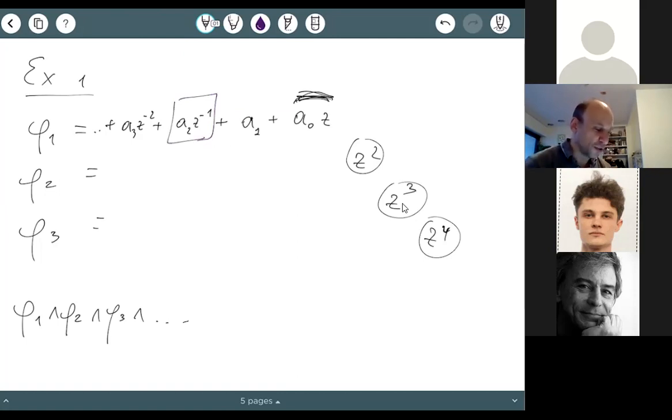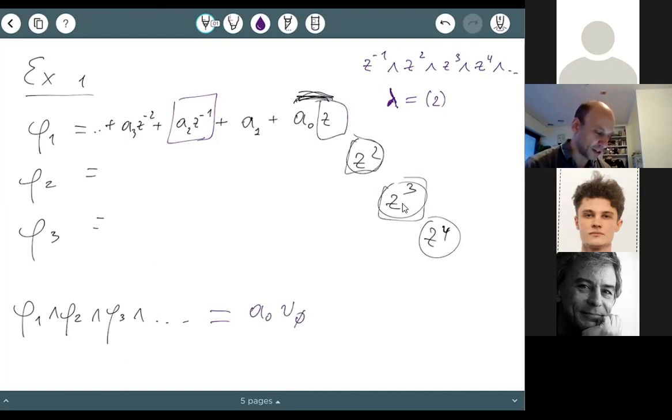So this corresponds to the sequence z inverse, and then z squared, z cubed, z to the power 4, and so on. And this corresponds to lambda equal to 2, a partition that is composed of only one element. So this minus 1 is 1 minus 2, and then it settles to 2, 3, 4. So this is equal to a0 times the vacuum vector. The vacuum vector is the one that I obtained by picking this term everywhere, and a0 is the coefficient I see here, then a1 times V1, a2 times V2, plus and so on.